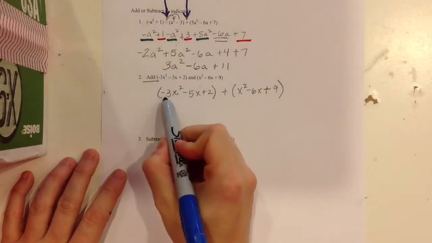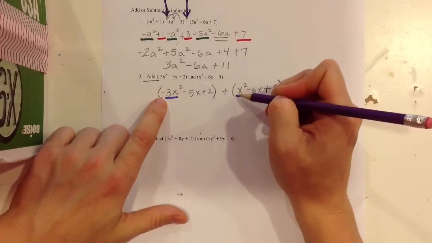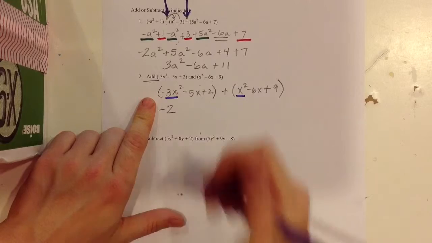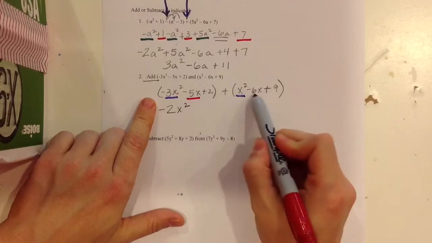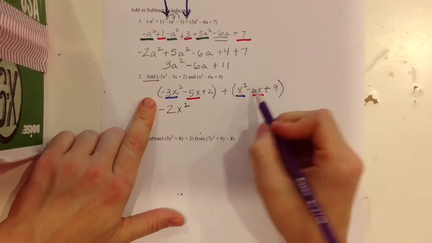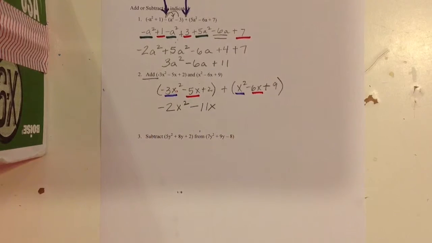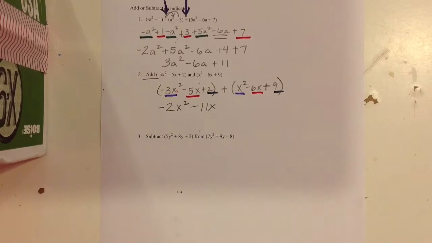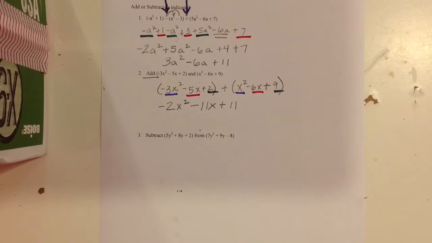So I'm going to combine my x squares together, and I have a negative 3x squared and a positive 1. So different signs. I'm going to subtract. Take the sign of the bigger number is negative, so my answer is negative 2x squared. Now let's look at x's. So I have a negative 5x and a negative 6x. I have the same sign, so I'm going to add and keep the sign. So negative 11x. And then last is my numbers. I have a positive 2 and a positive 9, so I'm going to add them and get positive 11. Now this is in simplest form because I have no more like terms.